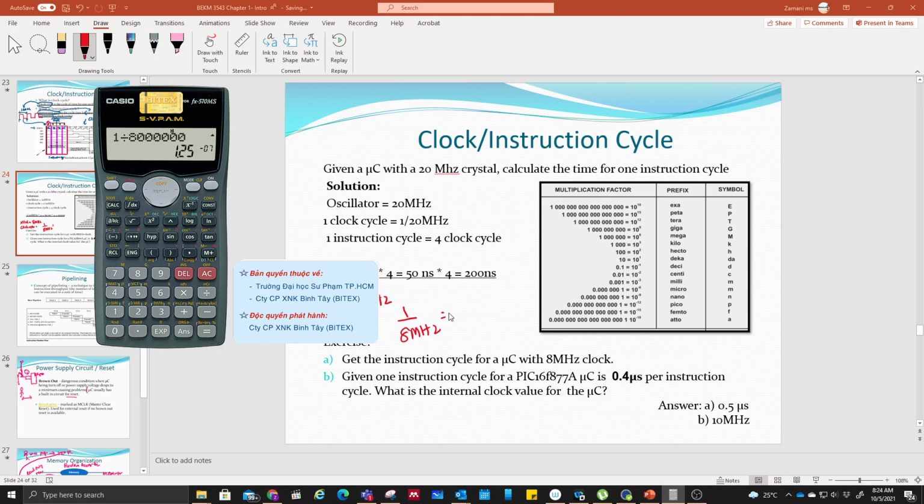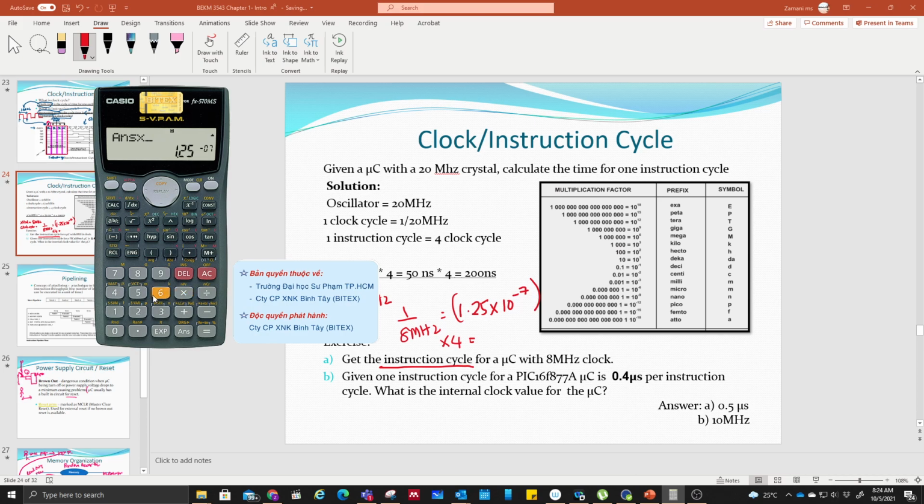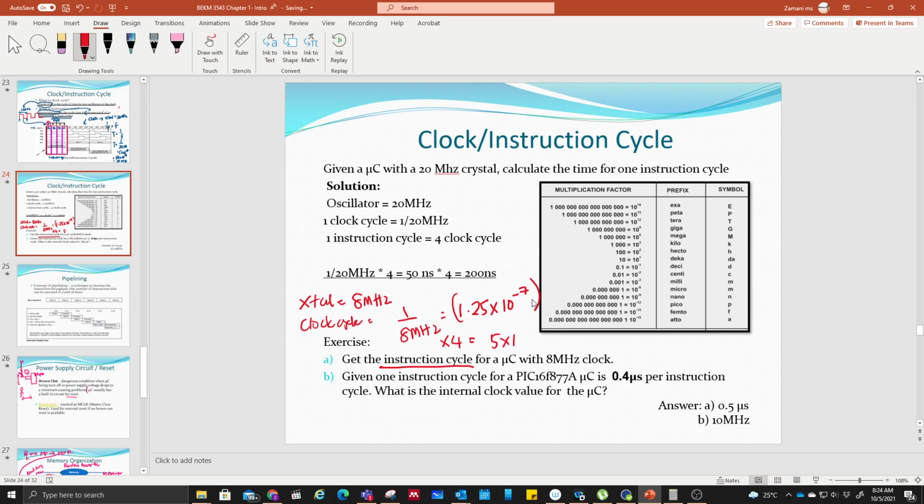This is 1.25 times 10 to the negative 7. This is only the clock cycle, but the question asks to get the instruction cycle. So you know that to get this, you have to times 4 to get the answer. So the answer just now, you just times 4, and that is the answer. It's equivalent to 5 times 10 to the negative 7.